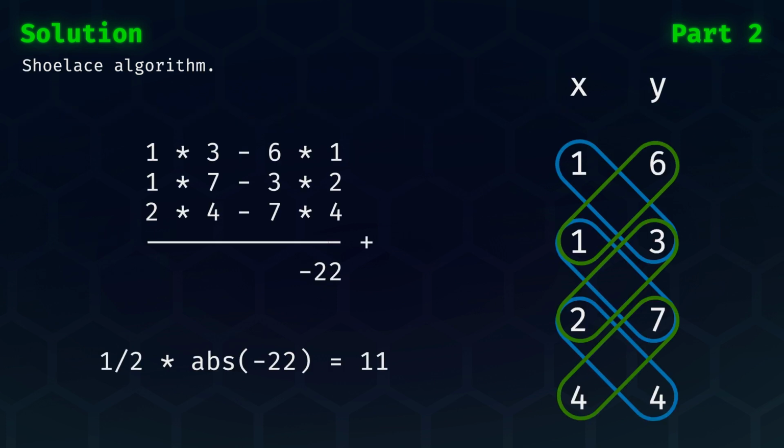The gist of the algorithm is as follows. Given a series of points as x and y coordinates as shown on the right, we can multiply inside each respective colored bar. So for the blue bars, we can do 1 times 3 plus 1 times 7, and so on. And then we can do the same for the green bars. Finally, we subtract one from the other, and this is twice the area of the polygon. Note that this value is potentially negative, so we just take the absolute value to compute our answer.